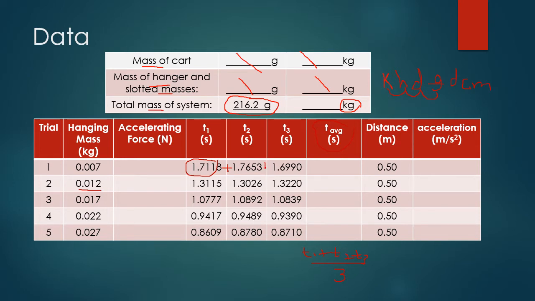When you do that, make sure that you stay with sig figs. Since I went out 4 decimal places in all of these times, you should go out 4 decimal places as well in your average time.